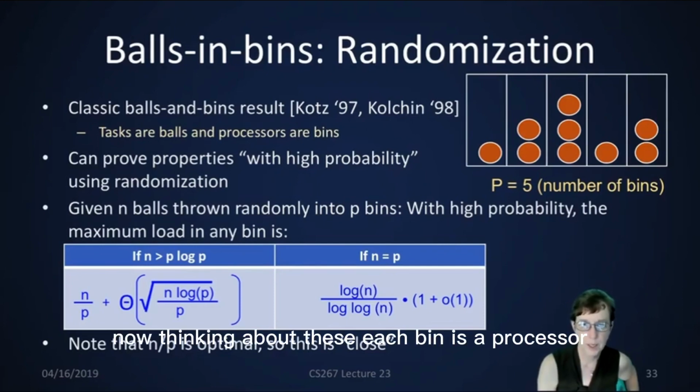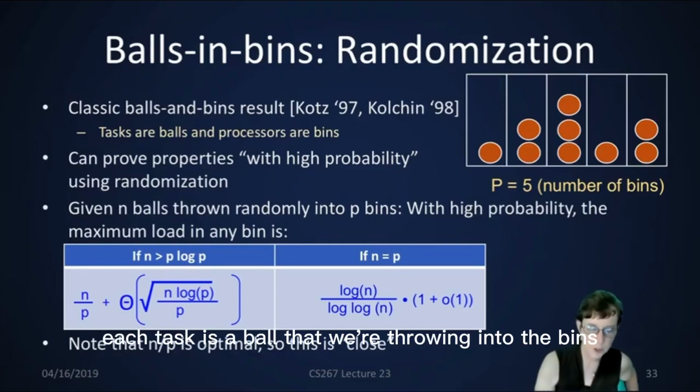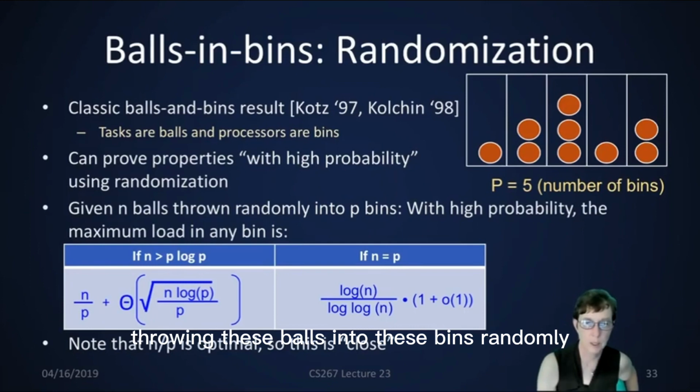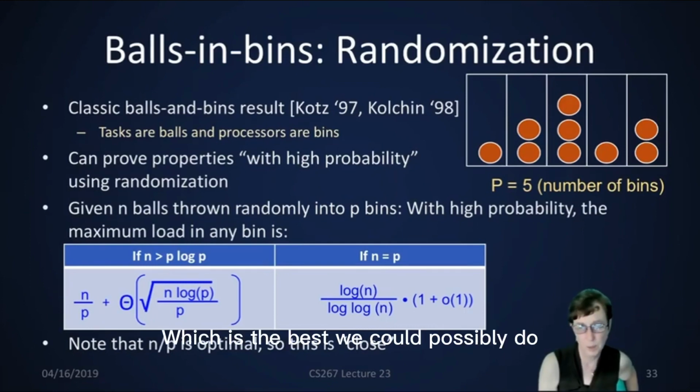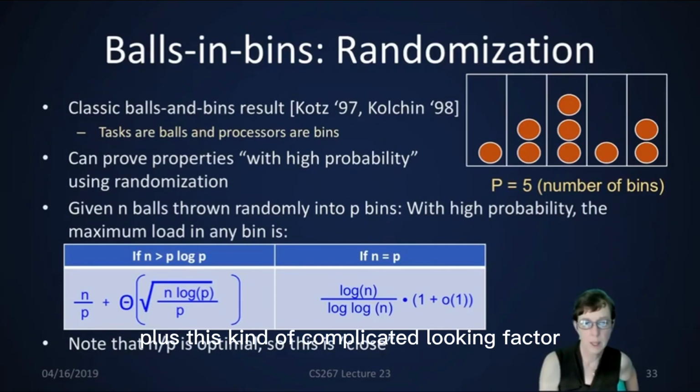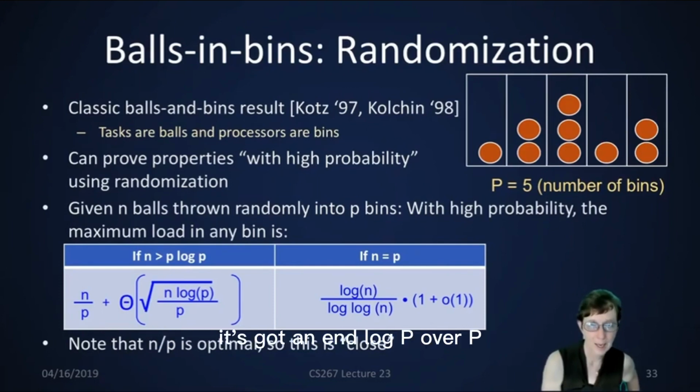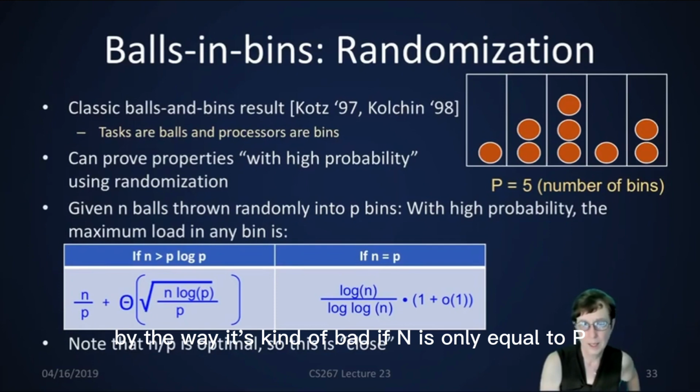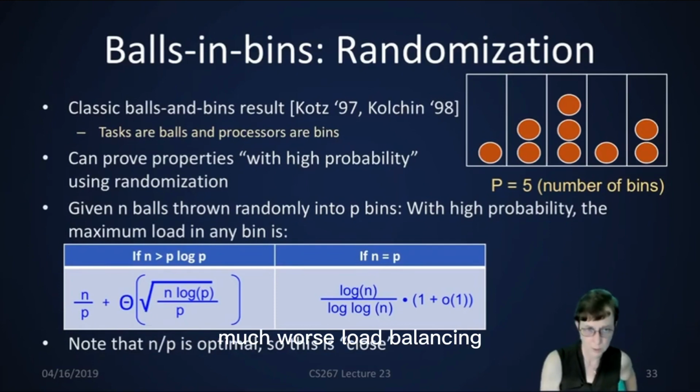So we're now thinking about each bin as a processor, and each task is a ball that we're throwing into the bins. If we're throwing these balls into these bins randomly, we're going to get something that's n over p, which is the best we could possibly do, plus this complicated-looking factor, but it's not too big, right? It's got an n log p over p inside of here. And by the way, it's kind of bad if n is only equal to p. In that case, you can end up with much worse load balancing.